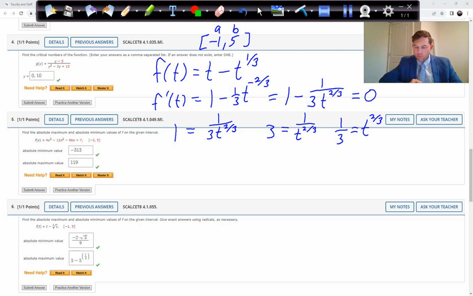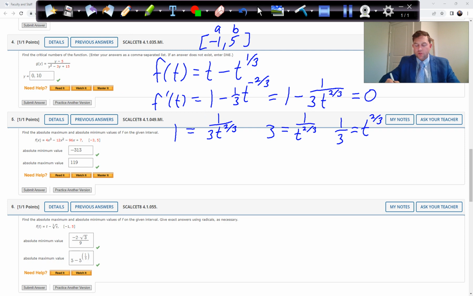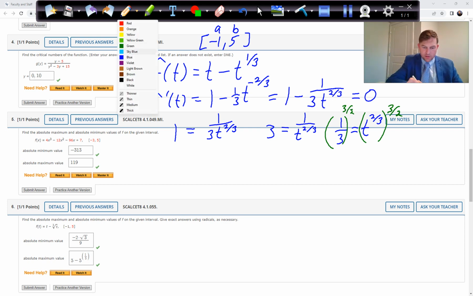Okay, so this is good practice. How do I get rid of a 2/3 power? To get rid of a 2/3 power, you raise it to the 3/2. So it's basically taking it to the reciprocal power. So if this is 2/3, you flip it, make it 3/2, and you raise it to that power. But if I do that, I have to do that here as well. So this is 3/2. Okay, so what's that going to do?